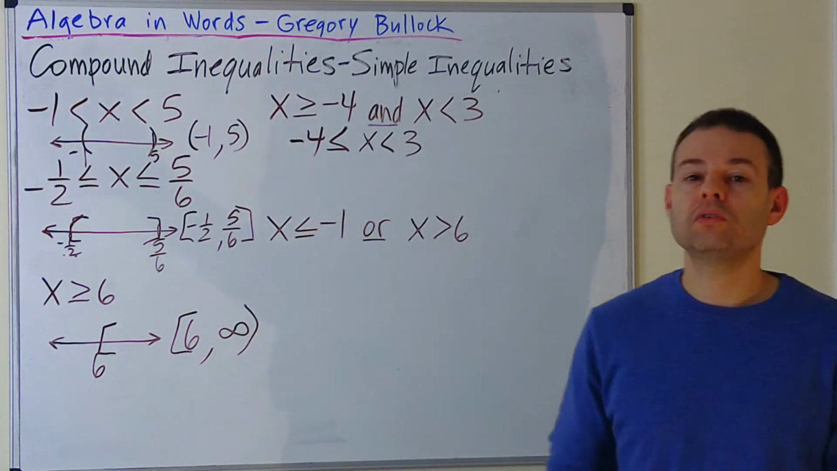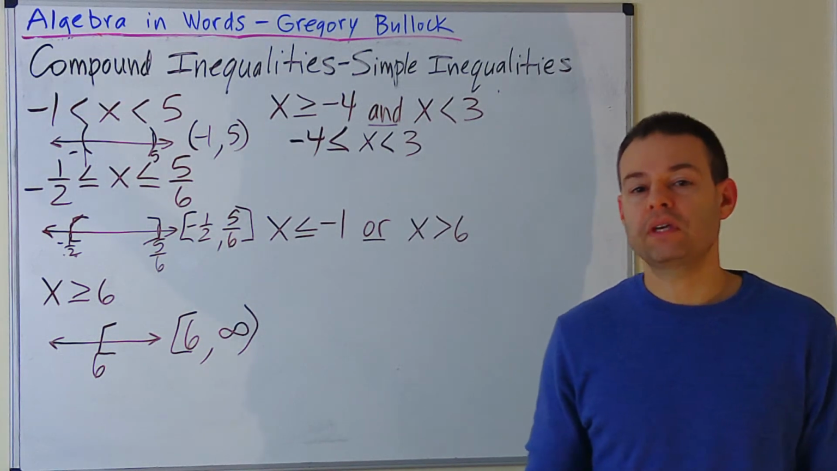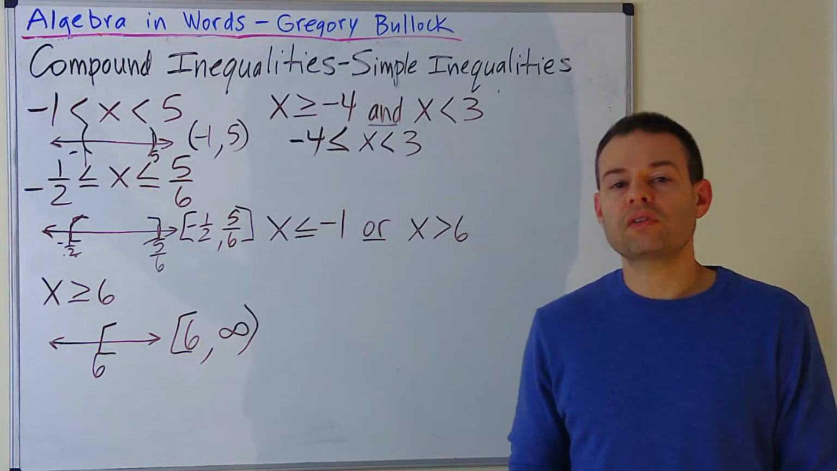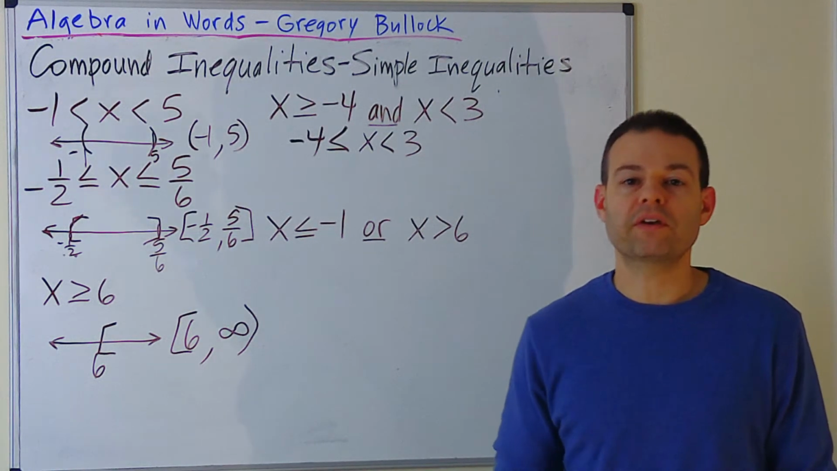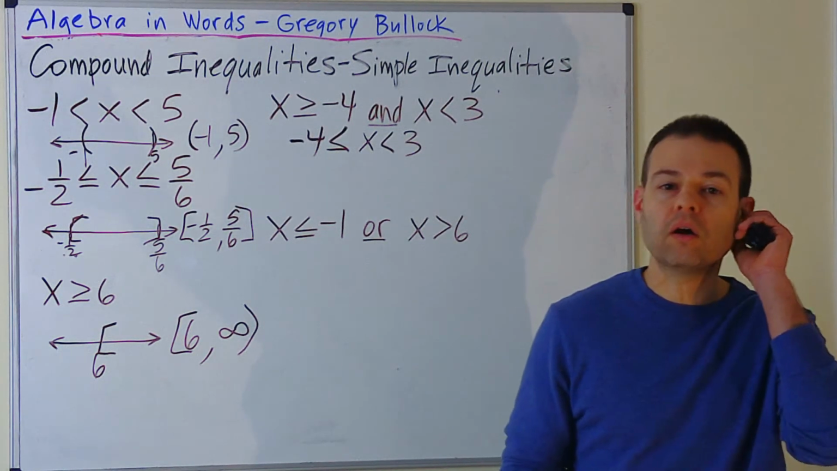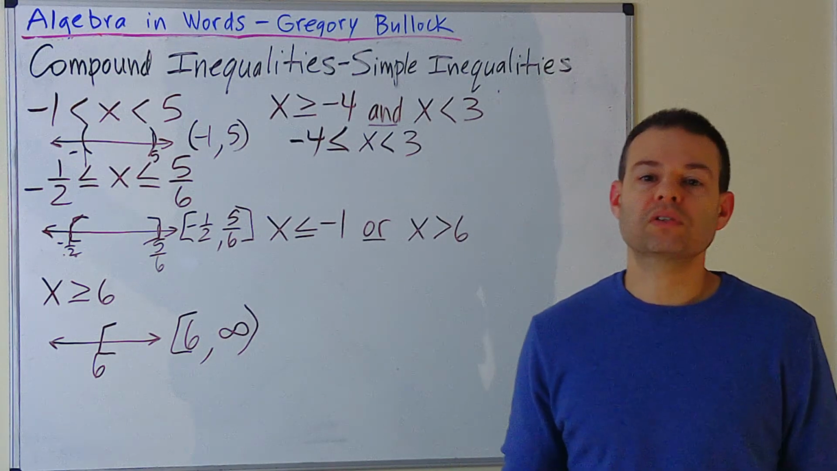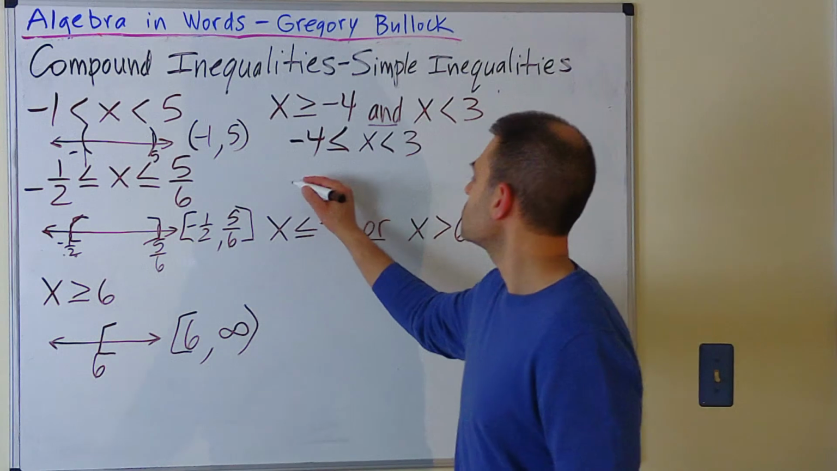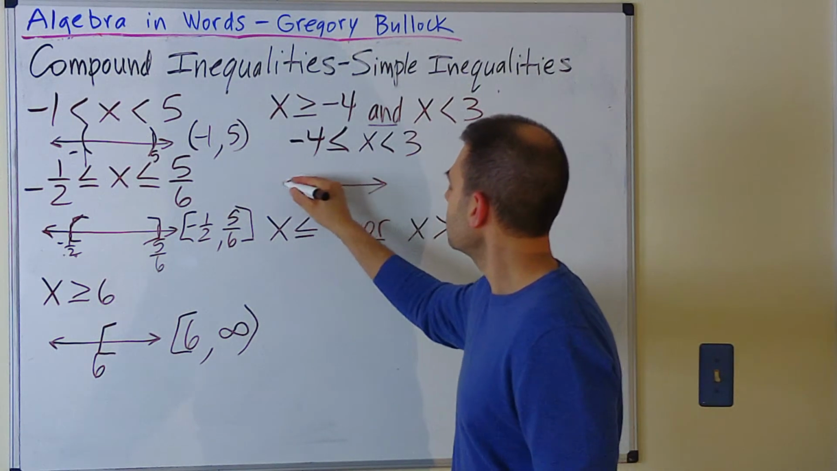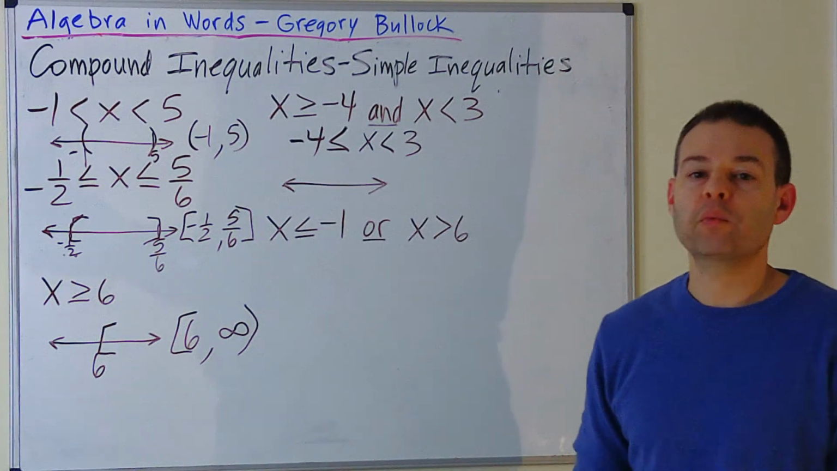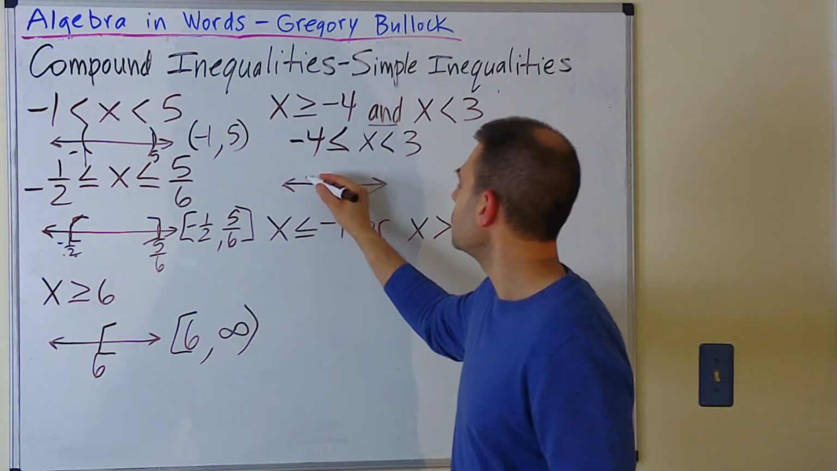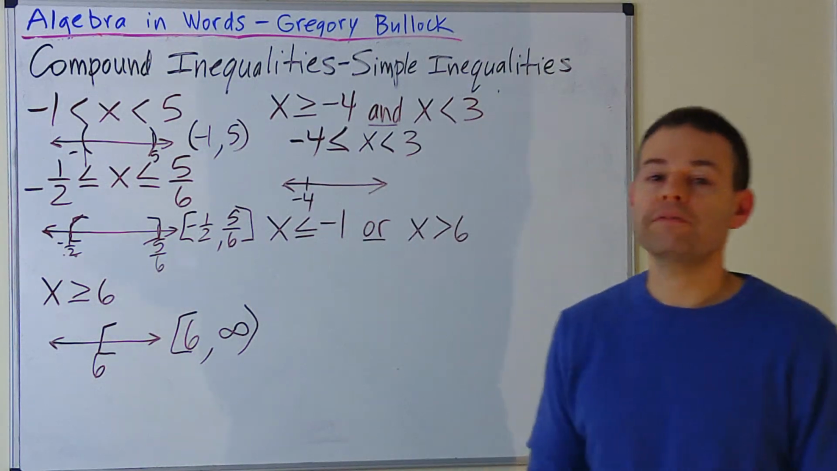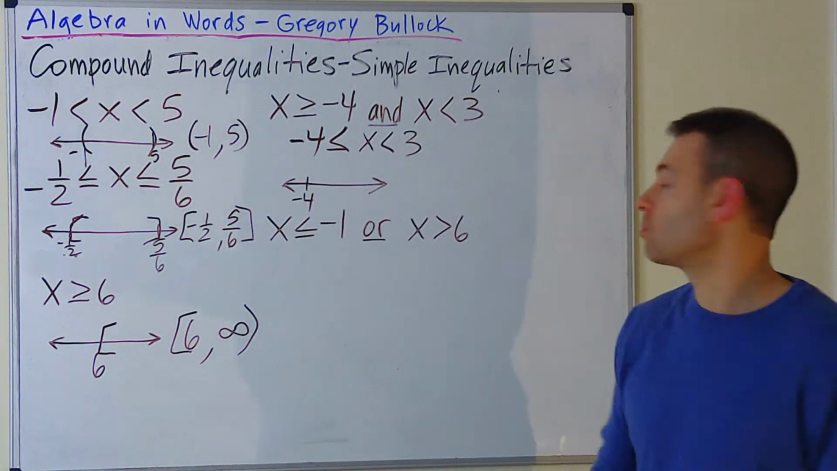So what we're going to do is graph each of these, and we could do it separately on separate lines. You could do that on your paper if you're following along at home. But since I have limited room, I'm just going to do them together on one graph, and then we'll see what happens. So here's my number line, and we're going to put the lower number, -4, on the left, and the higher number, 3, on the right.